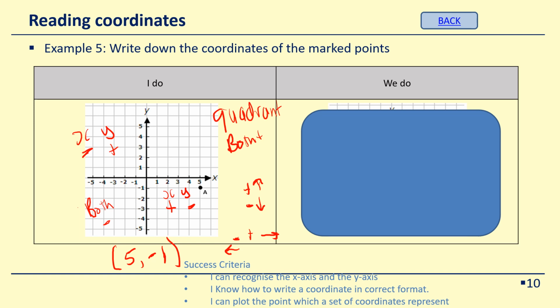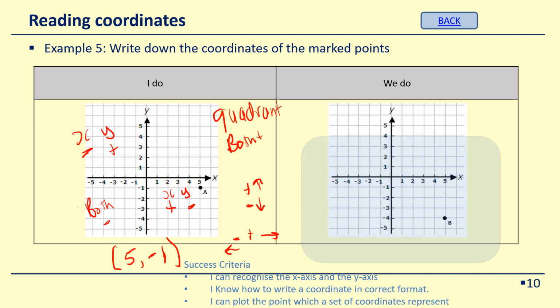Whenever I release this, you pause it. Okay, so have a go at this one. Okay, hopefully you've paused it, not just waited for me to tell the answer. So we're going 5 across, so we're going 5 to the right, so it's positive 5, and we're going 4 down, so it's negative 4.